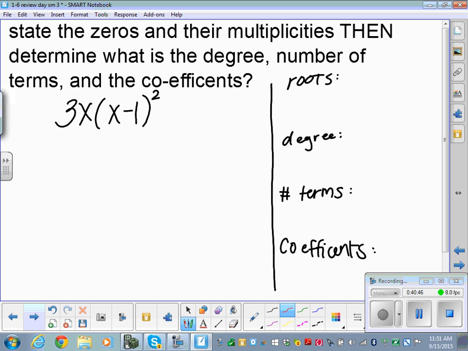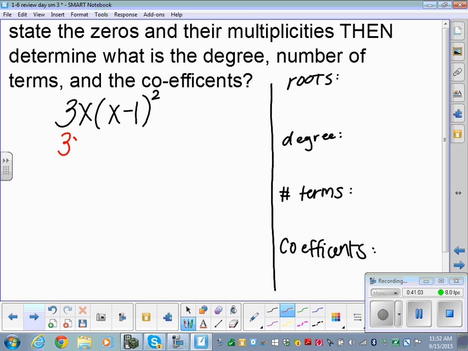State the zeros and their multiplicities, then determine what is the degree, the number of terms, and the coefficients. So first of all, it says state the zero. A lot of times we have these wordy problems. You have to just work through them in pieces. So it says state the zeros and their multiplicities. This is similar to the last example.